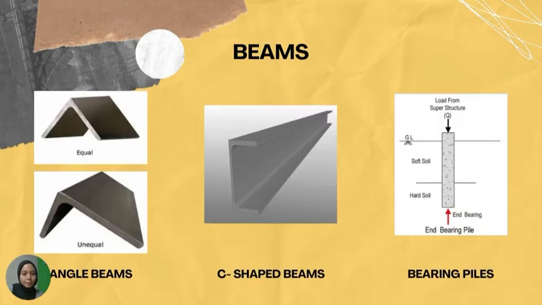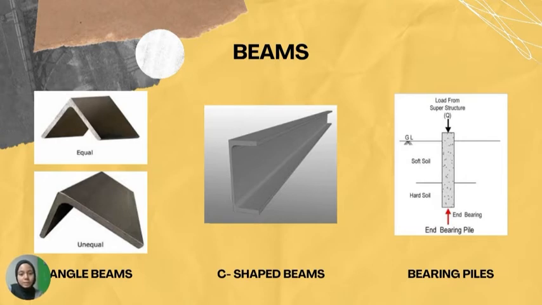Next is about the beams. First is the angle beam. Angle beam is also known as L-shaped beam. It has two legs of equal length that join to create a 90-degree angle.